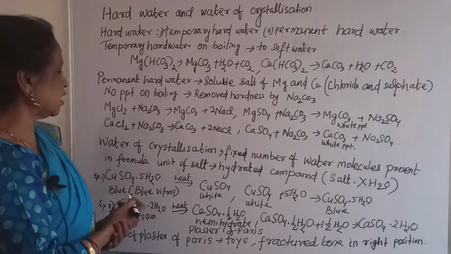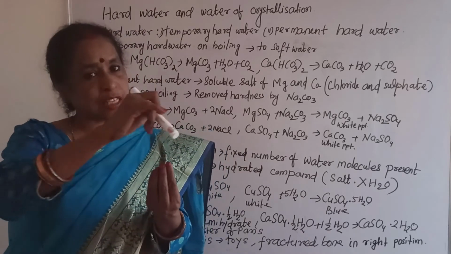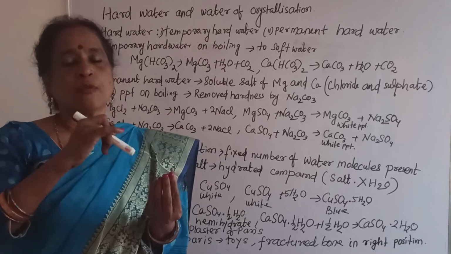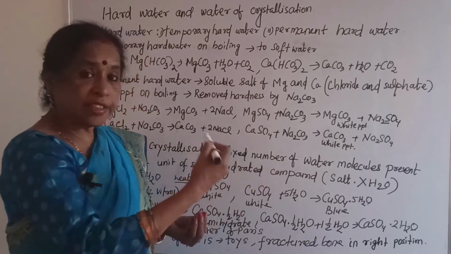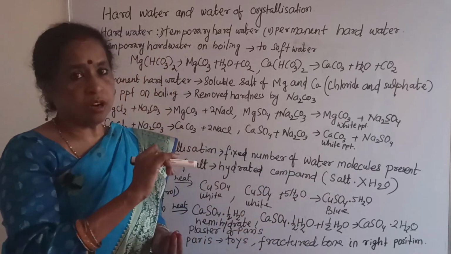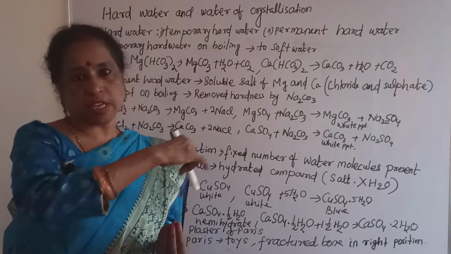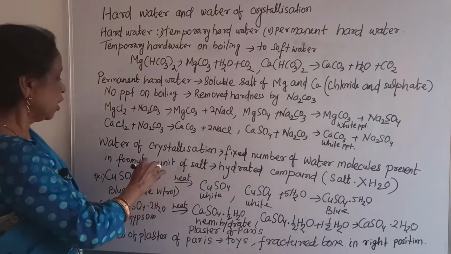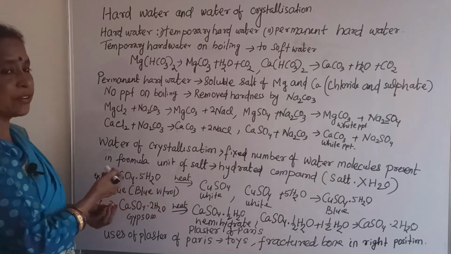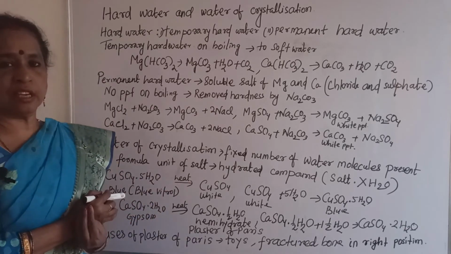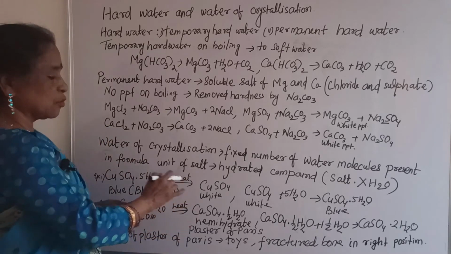Then water of crystallization. What is water of crystallization? It is the fixed amount of water molecules associated with the formula unit of a salt. That compound is called a hydrated compound, with the general formula salt dot XH2O. What is XH2O? The number of water molecules fixed to the formula unit of the salt. For example, copper sulfate having 5 molecules of water is blue. On heating it gives CuSO4 only, without water, and that is white.